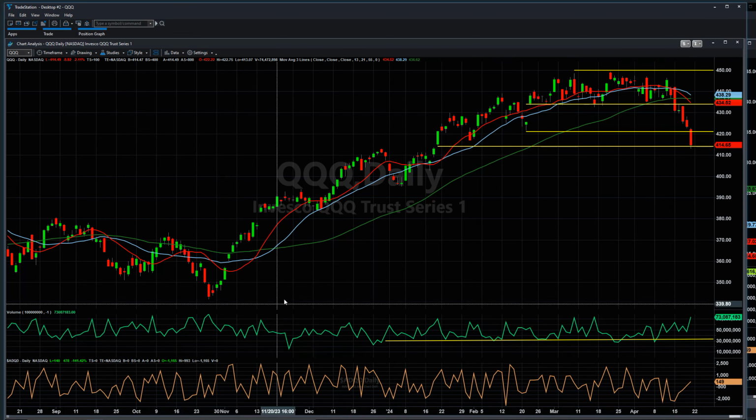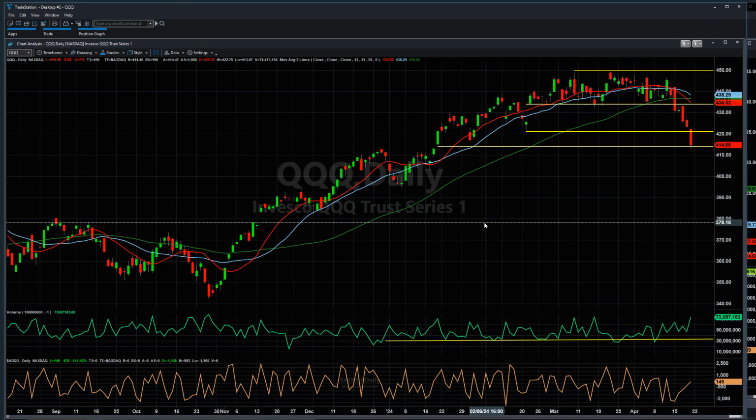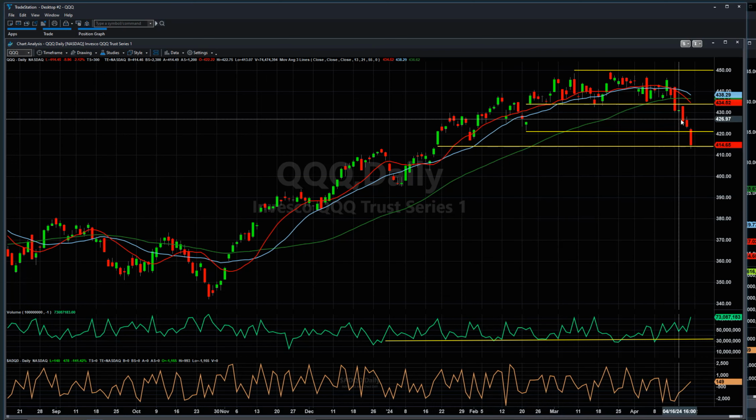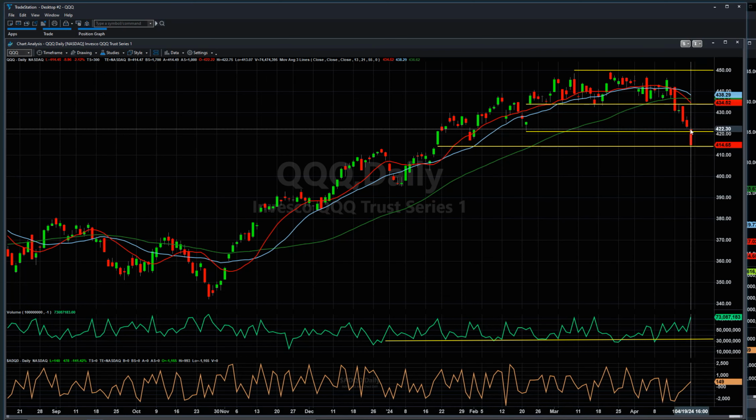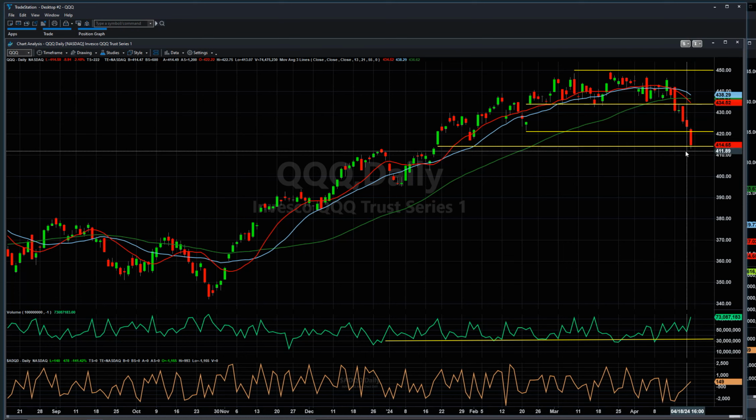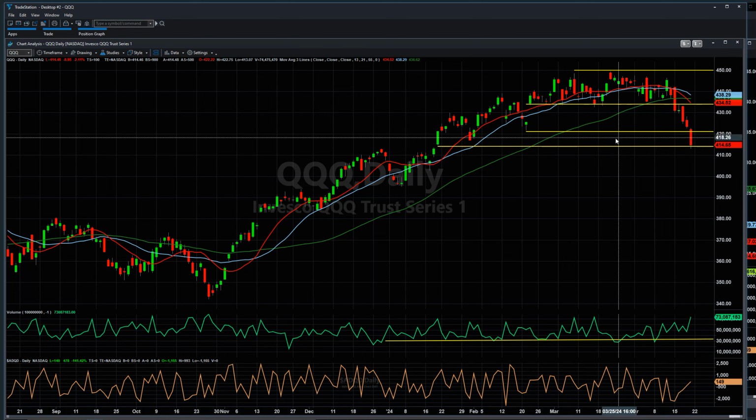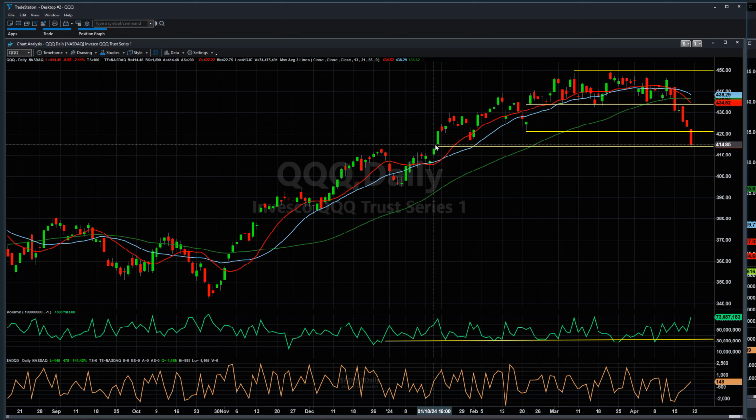The Qs were getting really hit today. NASDAQ was getting hit today. I understand Apple and Meta were part of the problems. Tesla was down today. So there were a lot of big names in the NASDAQ that were down in today's trading. And you can see it opened right at the 420 area, sold off through that area, and now is testing the 414, 415 area, which is a pretty important key reference area.